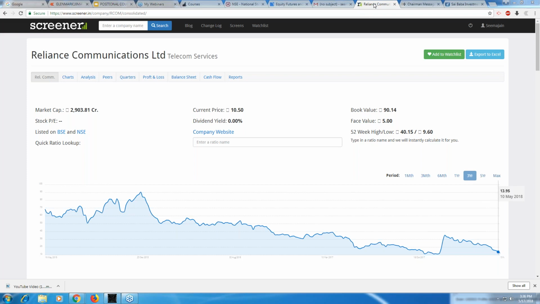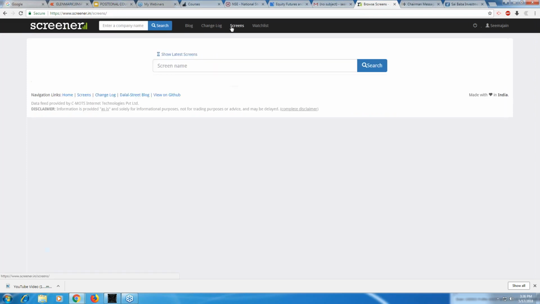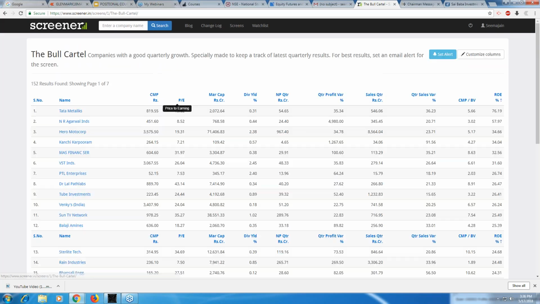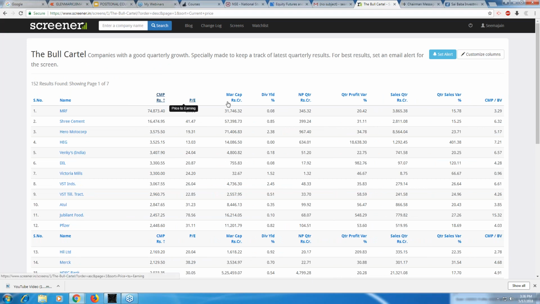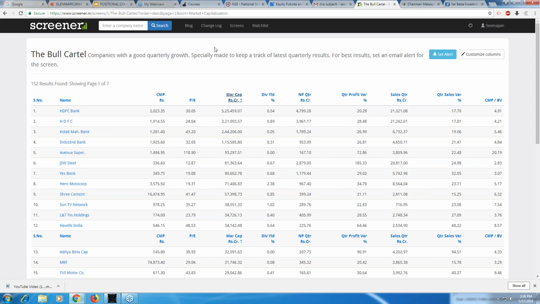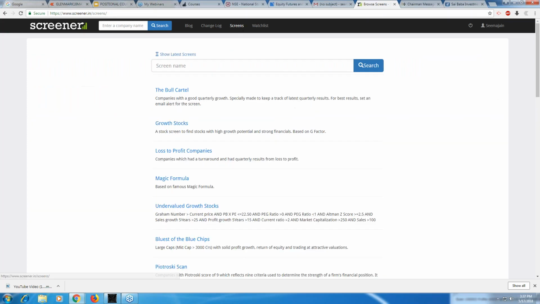You can go to the screens and figure out various screens here. The bull cartel, right? The companies which may have good growth. So here you can figure out whichever way you want to do it, by market cap, or you can see the 52-week high, 52-week low, or whatever you want. You can basically go to the various screens and figure out from there.